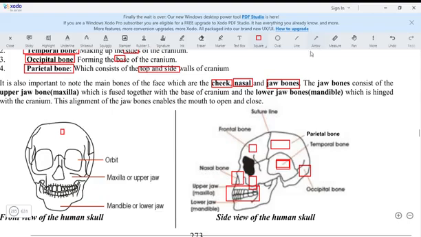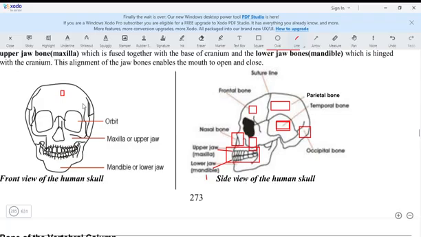The upper part is called maxilla, you can use maximum to remember up. Then the lower part, mandible, the D to remember down, D for mandible for down. So that's for the jaw bones. I've mentioned that so that I don't waste time on that one. This alignment of the jaw bones enables the mouth to open and close.